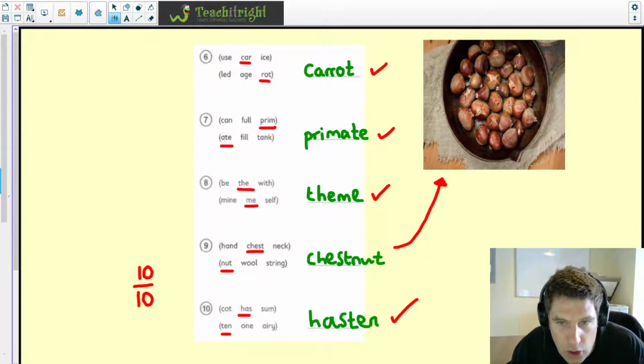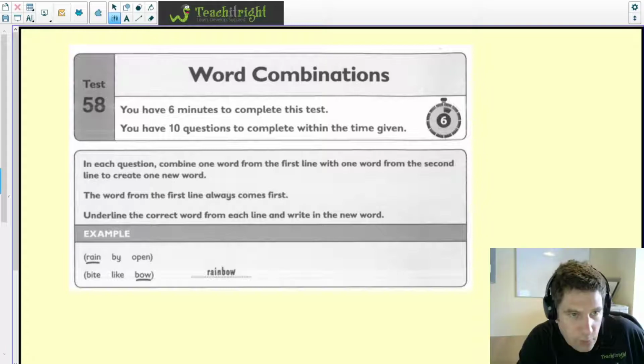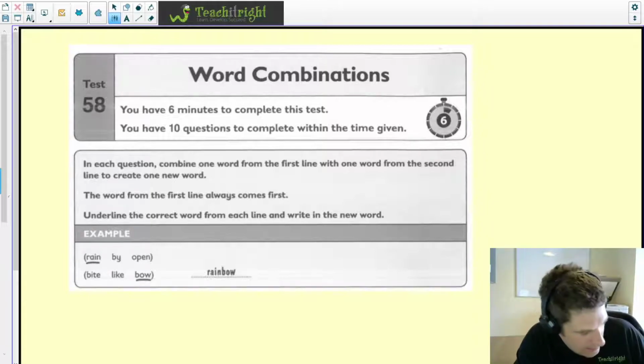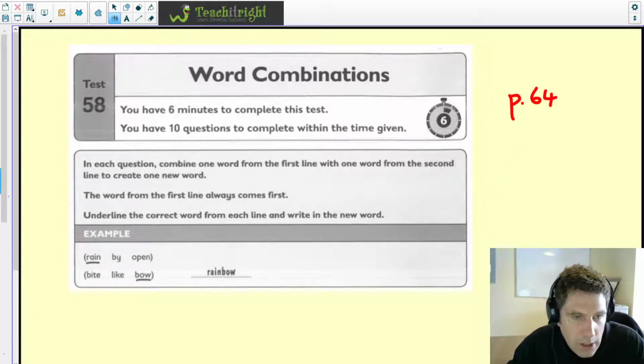Let's move on to the next set of word combinations, and this actually falls on test 58, so it's towards the end of your book, and you need to be on page 64. So I can ask you to be on page 64 for this particular task, and then what we'll do is we'll go down through these.